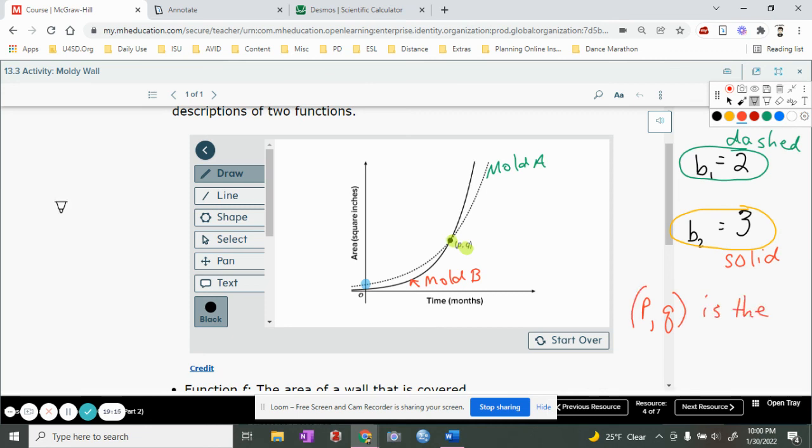So PQ is the time it takes to have equal areas of mold, which sounds disgusting, but that's another story. All right, so we can use our information to interpret, to compare, to make decisions based on the information we have. I hope this helps.